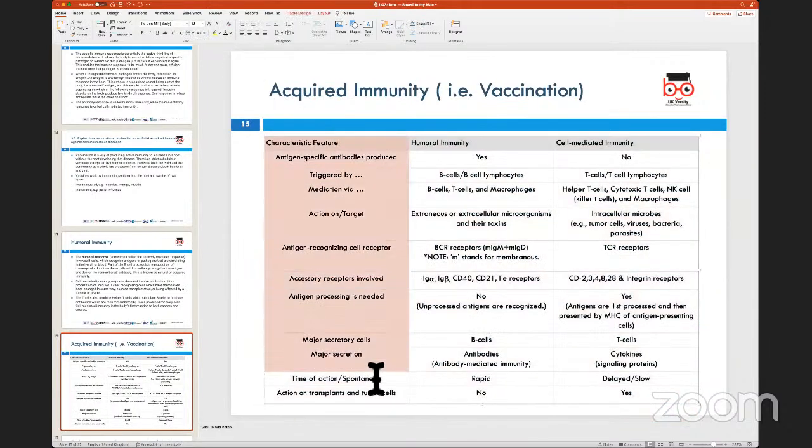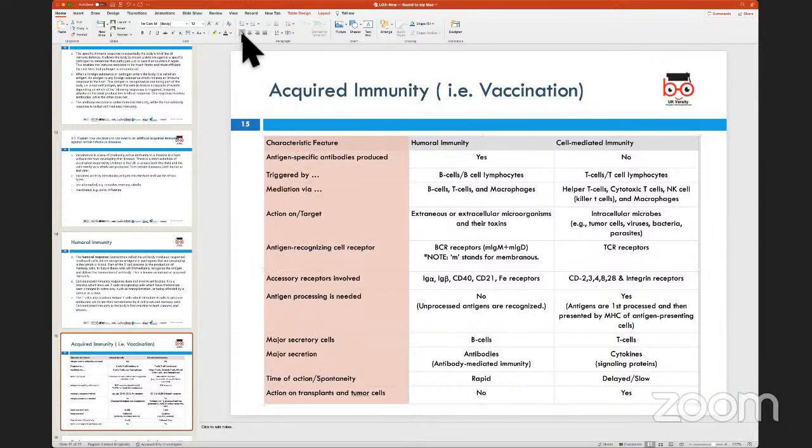Now, what we are looking at here is a comparison of the two types of acquired immunity. One is humoral, and the other is cell-mediated immunity. When we look at the differentiation between the two, humoral immunity produces antibodies straight away, which will fight the infection. In cell-mediated immunity, no antibodies are produced. Instead, the T cells which are produced would be fighting the infection and stopping its spread in the body.